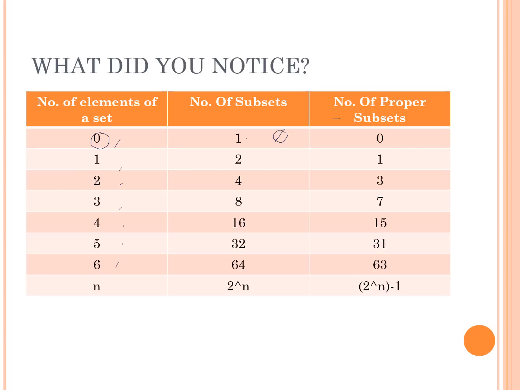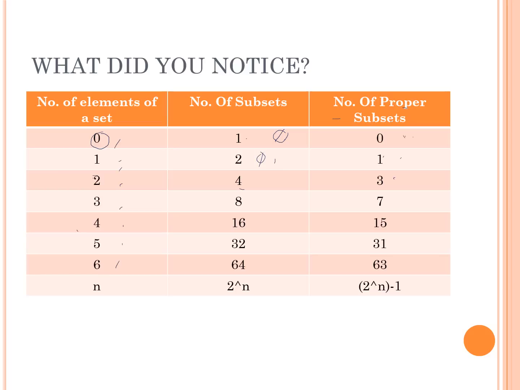And of course, it has no proper subset at all, because if you remove that one, we don't have any proper subset, because it has only one. Next, if we have a set having only one element, then the number of subsets it has is only two, and that includes the null set and the set itself. Removing one, the number of proper subsets it has is one. Next, if we have a set with two elements, the number of subsets it has is four. Removing one, we have three proper subsets, and so on.